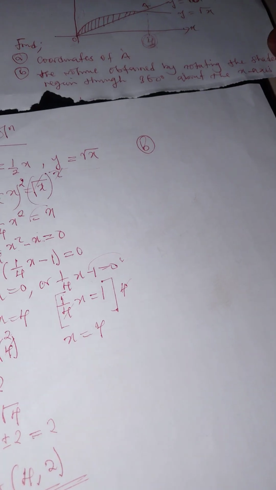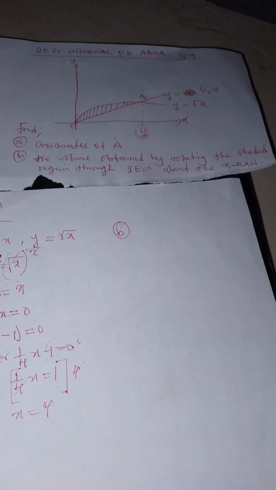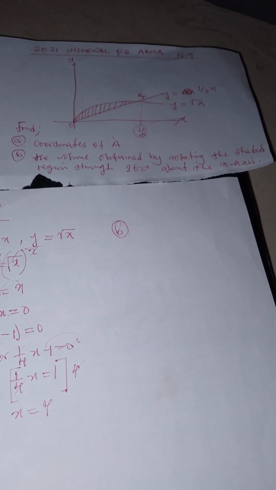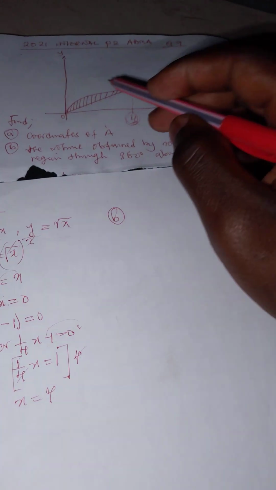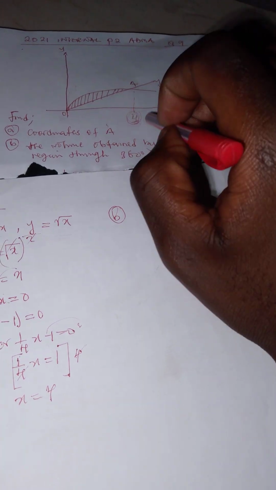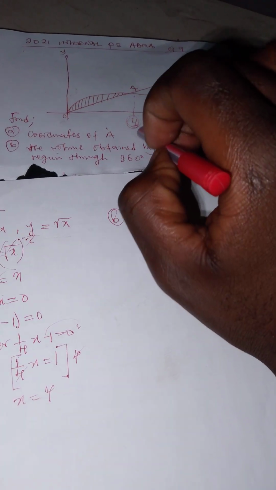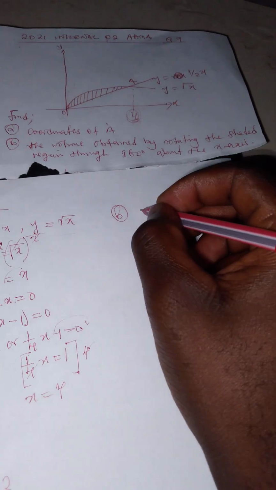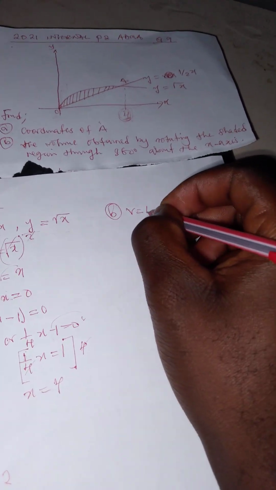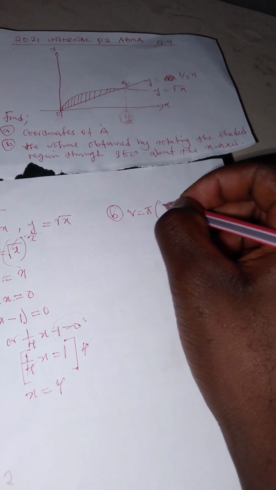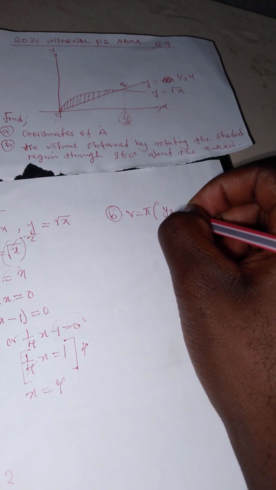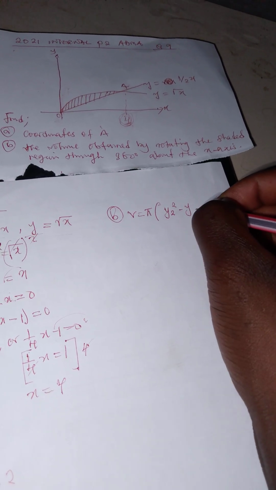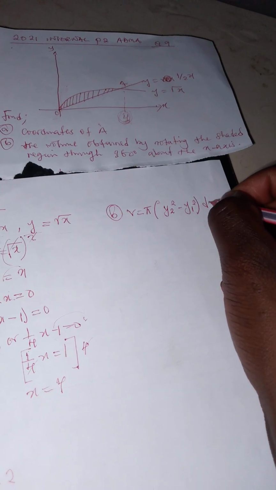So B reads, find the volume obtained by rotating the shaded region through 360 degrees about the x-axis. Rotating, so it is in the clockwise direction here. So the volume for this one is given by V equals pi multiplied by the integral of y2 squared minus y1 squared dx.